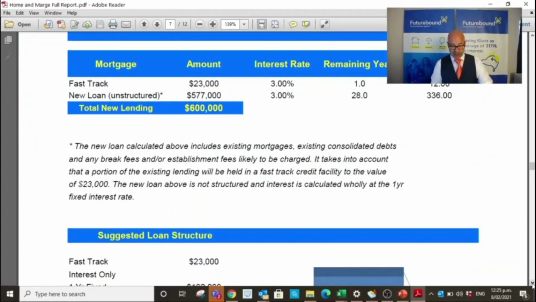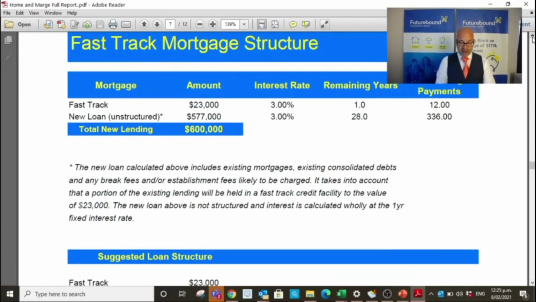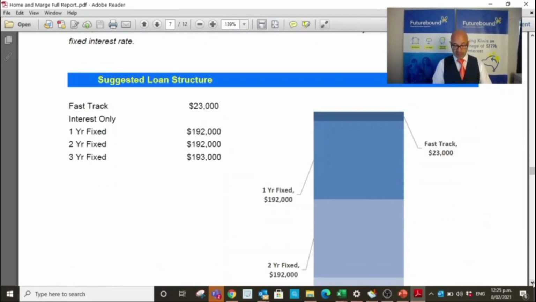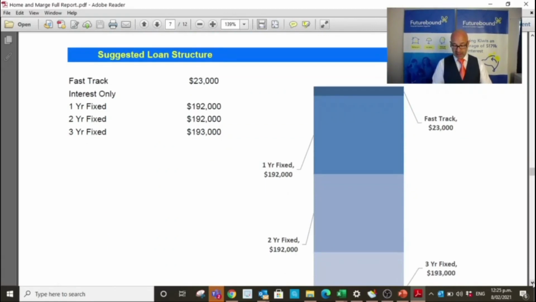So if we go on to the next page, we've got their Fast Track mortgage structure. So we'll remember we've got 600,000 total lending. We've got 23,000 that's being allocated to their revolving credit or offset loan, and that leaves 577,000 after that. So if we scroll down, we now have a suggestion of what their mortgage could look like. So we've got 23,000 as their fast track portion, which is their revolving credit or their offset loan.